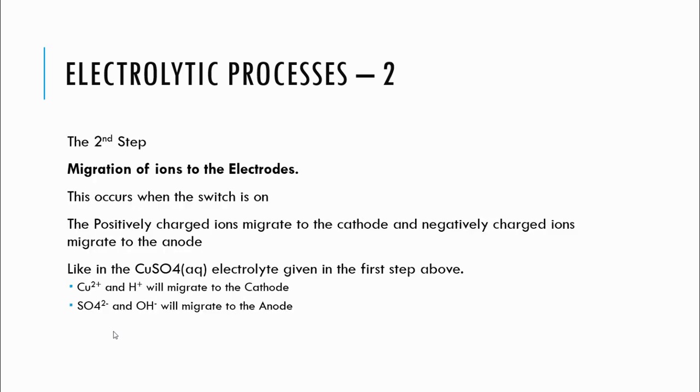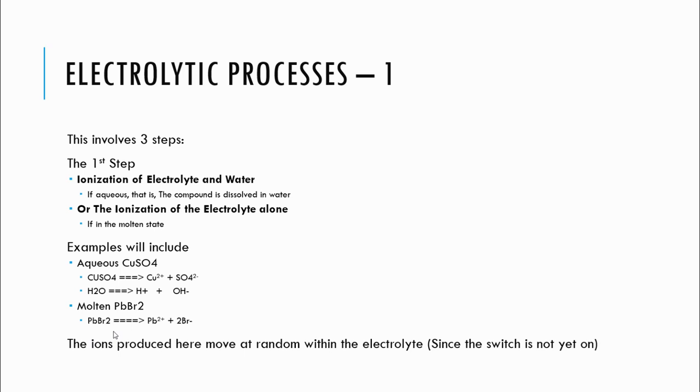copper and hydrogen will migrate to the cathode, because after it ionizes, don't forget copper sulfate ionizes, water also ionizes. So copper sulfate basically gives us copper ion and water gives us hydrogen ion. That means we have two positively charged ions there. So these two positively charged ions will now go to the negatively charged electrode, which is the cathode.